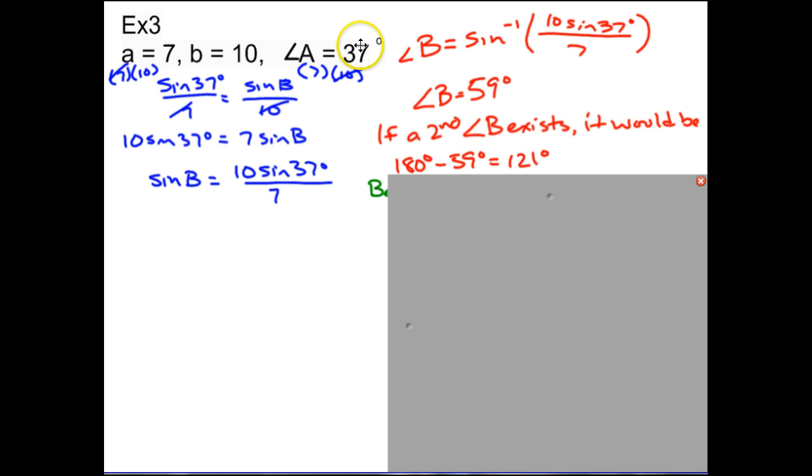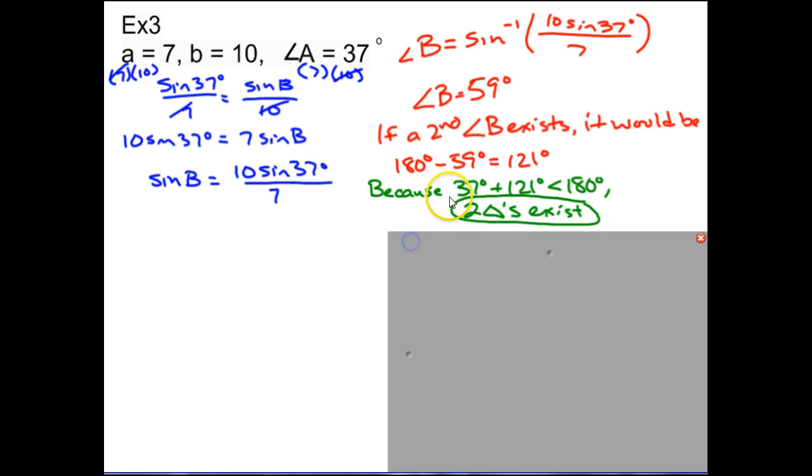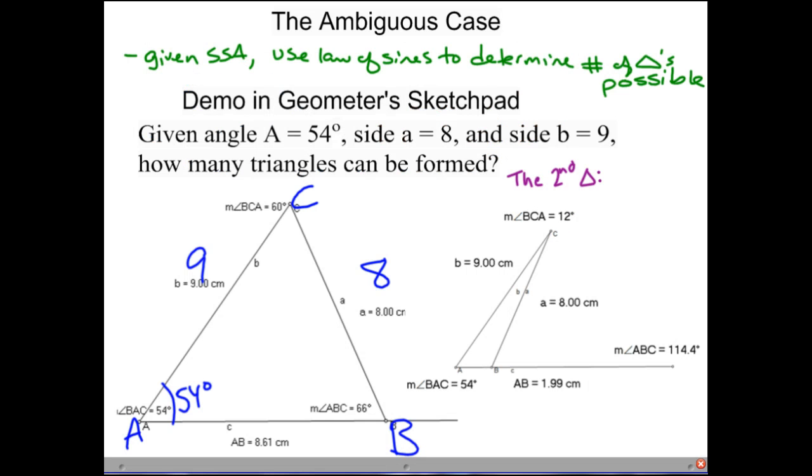This is where you have to really concentrate. Can we fit a 121 degrees angle in with a 37 degree angle? And yes, we can. 37 plus 121 fits nicely. It's under 180, so therefore there are two triangles that could possibly exist. One with a 59-degree angle, one with a 121-degree angle. And just like the one we looked at before that had two triangles, both the angle B's in this case were supplementary. That's the same situation.